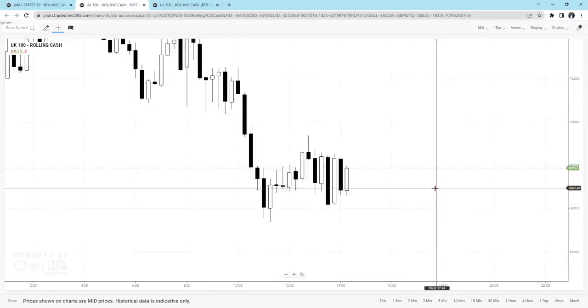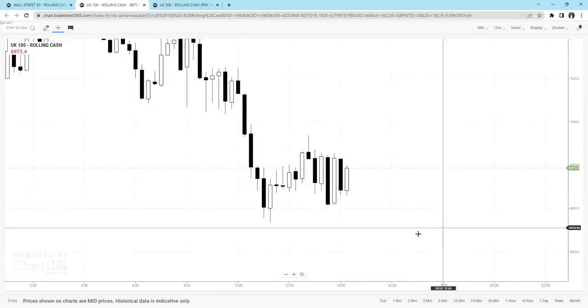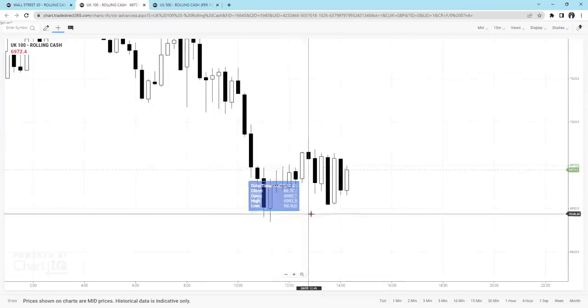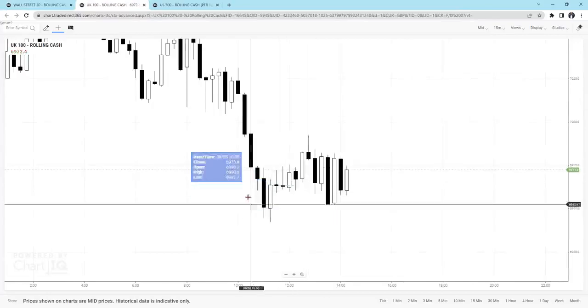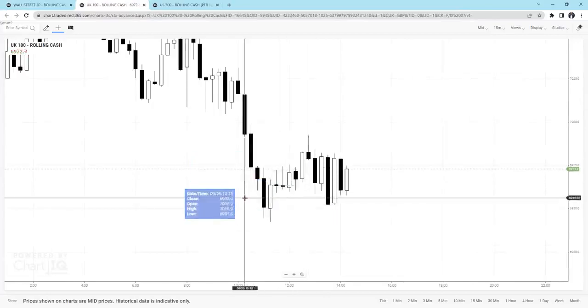So on the 15-minute chart in the FTSE, you got a lot of overlaps. Bull bars, bear bars, bull bars. And this is a mind boggle of a party. And no one is making money from this.